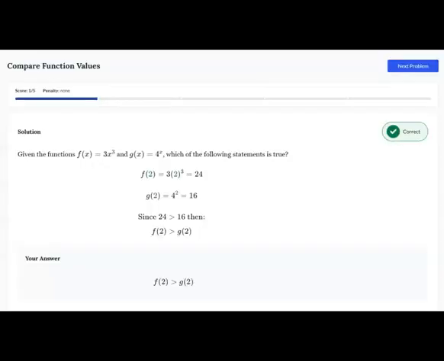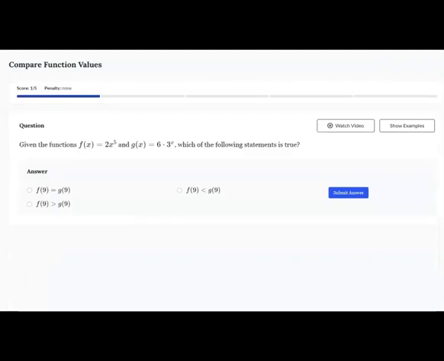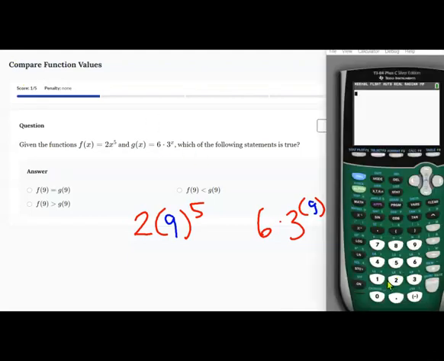Let's try this one more time. Looking at the choices, it looks like all of the inputs are 9. So both function f and function g will have the letter x erased and replaced with the number 9. So we'll put that 9 in these positions, and now we have to decide if it's equal to, greater than, or less than. I'm going to use a calculator because these exponents are pretty big.